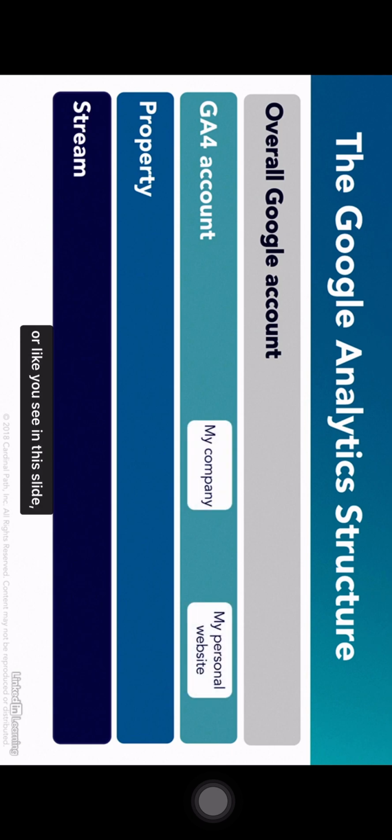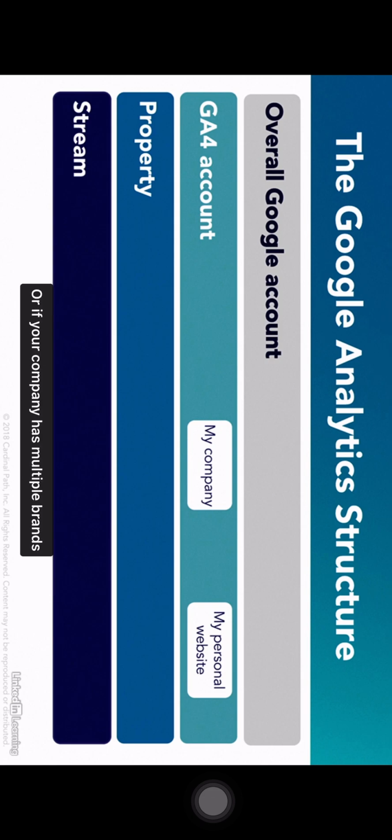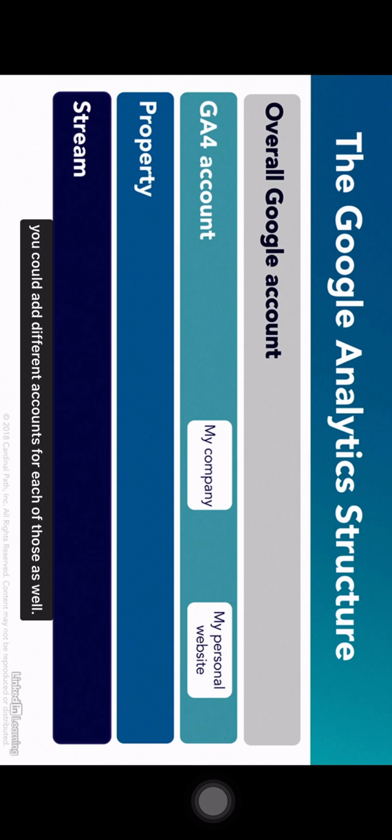Or, like you see in this slide, maybe you have one for your personal website and then another one for your company, but they're both tied back to your one Google account login. Or, if your company has multiple brands and you have multiple different sites that are completely unique entities, you could add different accounts for each of those as well.